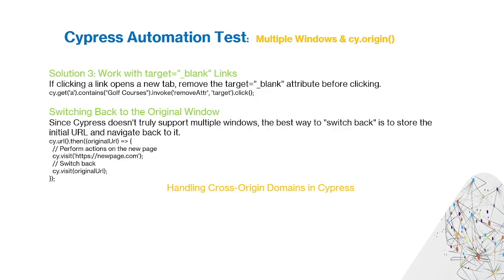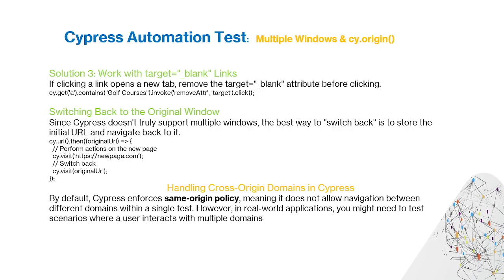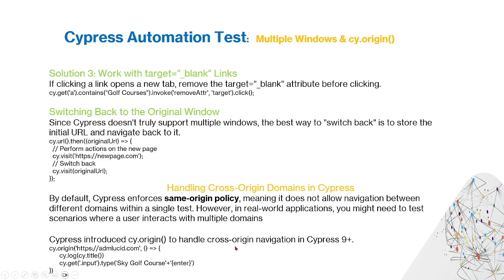Handling cross-origin domains in Cypress. By default, Cypress enforces the same-origin policy, meaning it does not allow navigation between different domains within a single test. However, in real-world applications, you may need to test scenarios where the user interacts with multiple domains. Cypress introduced the cy.origin function to handle cross-origin navigation. Here is the origin function, here is the other domain, and within this function we can do things: one is check the title, one is type something in the search box.